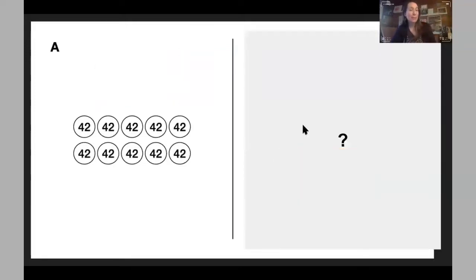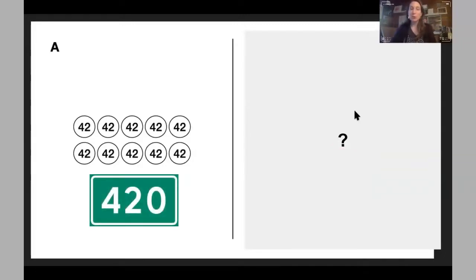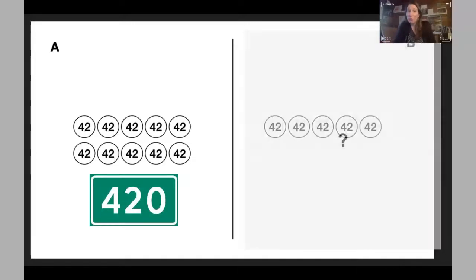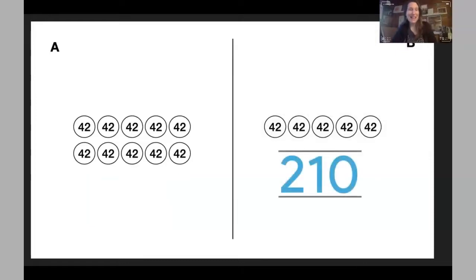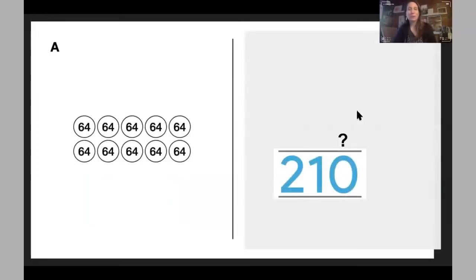Let's look at this one. 42 times 10, how much? And how do you know? Good, 420, because 42, place a 0, 10 times bigger, 420. So 42 times 5, half of 420 is 210. Nice job, guys. Okay, let's look at a few different ones.